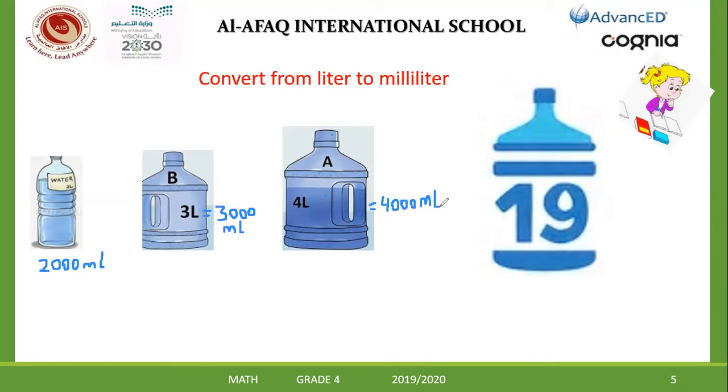What about 19? As we said, if we have to convert from liter to milliliter, I have to multiply by 1000. What if you have 19 liters and you want to convert it to milliliters? So 19 multiplied by 1000 will be 19,000. If I multiply by 1000, I annex 3 zeros on the right, so it will be 19,000, and the new unit will be milliliter.